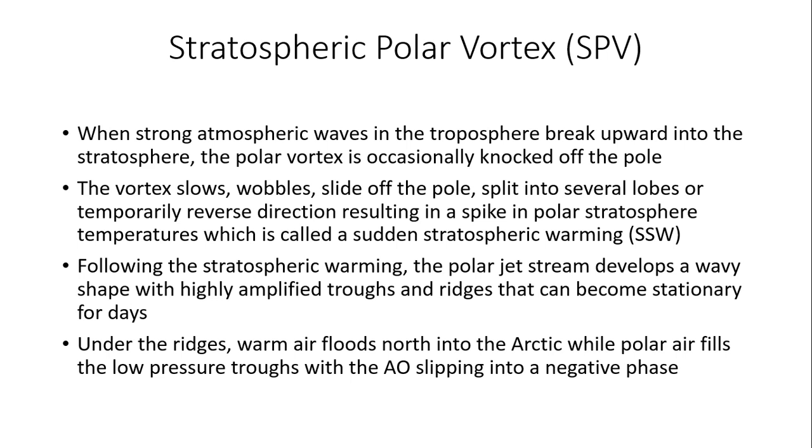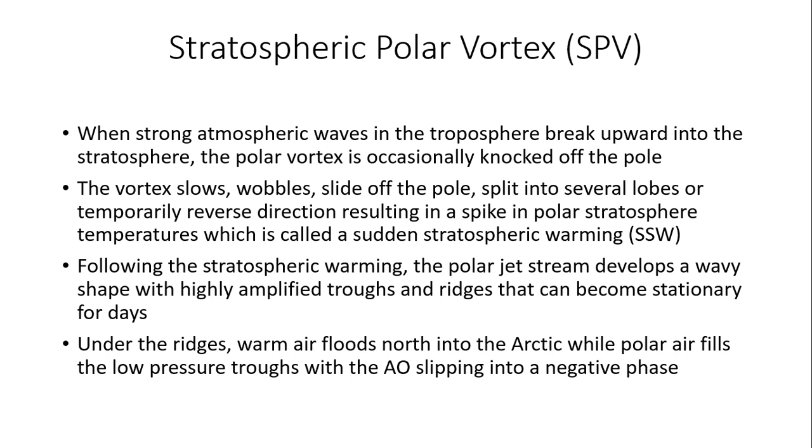when those strong atmospheric waves in the troposphere break upward into the stratosphere, the polar vortex is occasionally knocked off the pole. The vortex slows, it wobbles, it slides off the pole, and it can split into several lobes or even temporarily reverse direction, resulting in a spike in the polar stratospheric temperatures, which is called that sudden stratospheric warming, the SSW.